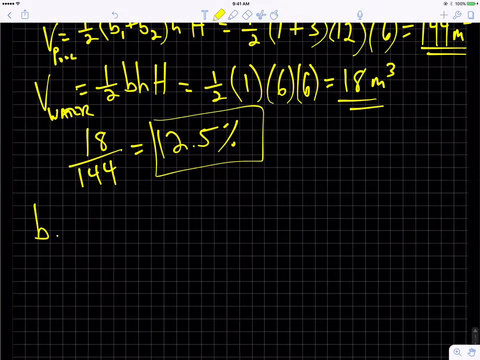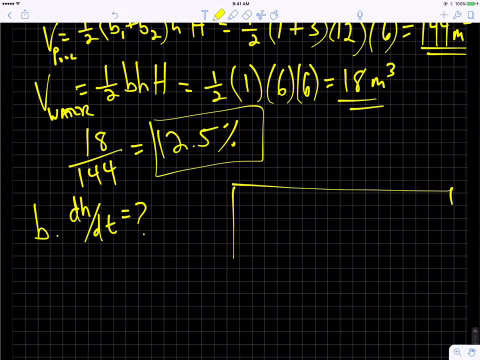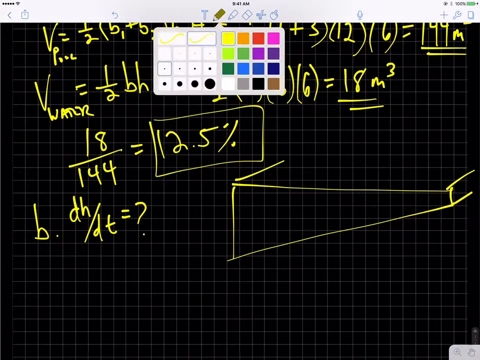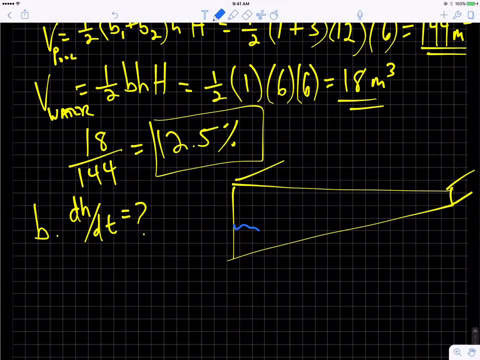Part B asks for at what rate is the water level rising. So I'll call that dH/dt. If I quickly sketch this thing again, I won't give the three-dimensional look. We know that it goes back that way, but I'm just going to give a two-dimensional look. We want to know, if I call that the height of the water, what is the rate of change for that height of water? So I know the volume of that water is, as I said before, 1/2 B times H times capital H.